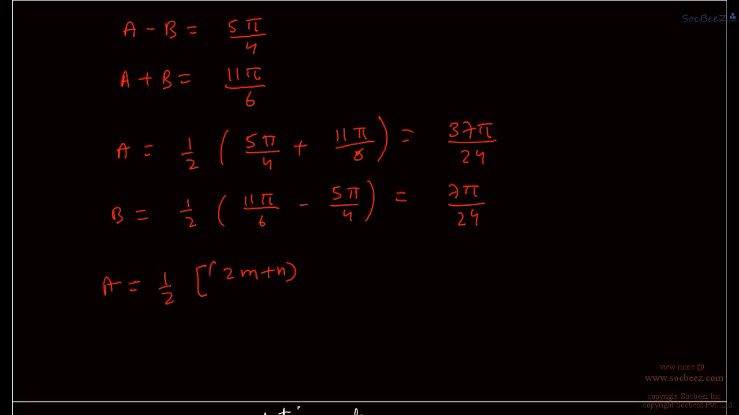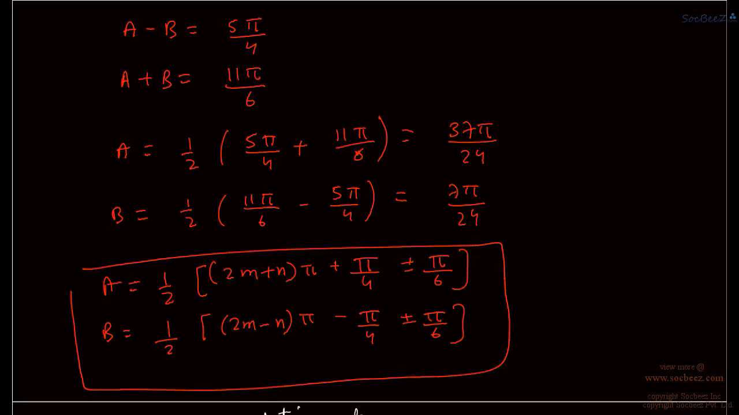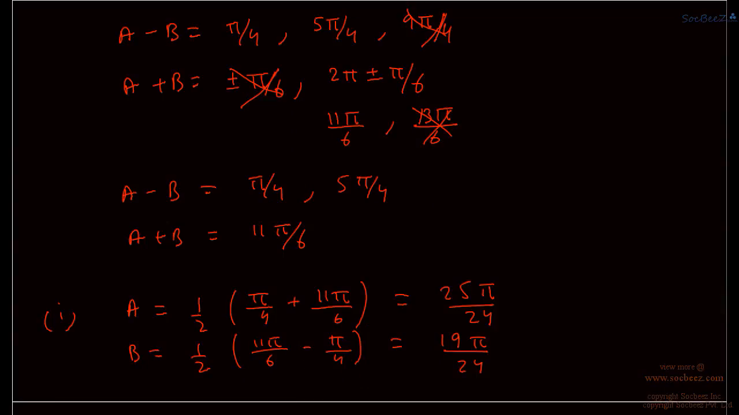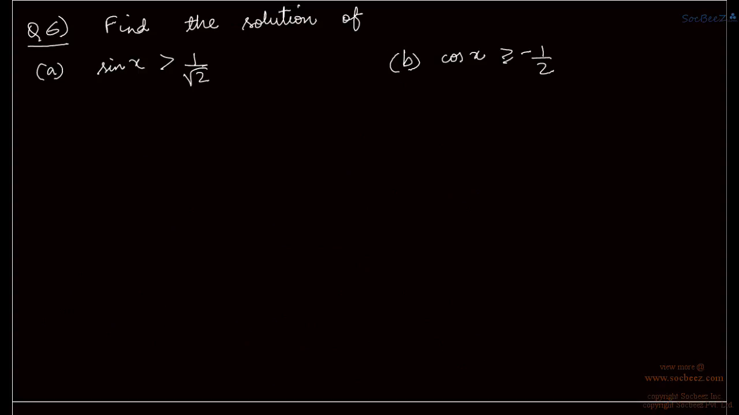Okay, so this is half of 2m plus n plus pi by 4 plus or minus pi by 6, and b is equal to half of 2m minus n minus pi by 4 plus or minus pi by 6. These are the general values, and the smallest positive values were 37 pi by 24, 7 pi by 24 in one case, and 25 pi by 24 and 19 pi by 24 in the second case. Right? These are the general values here.